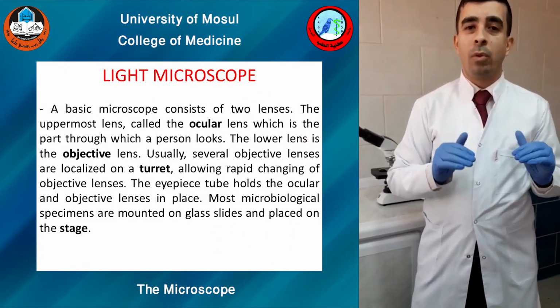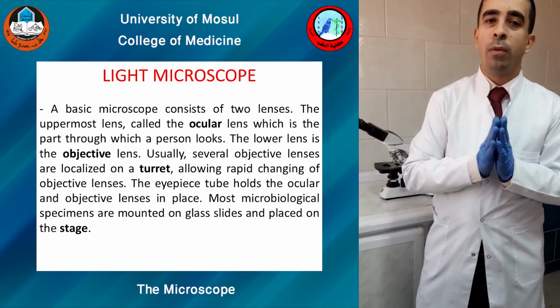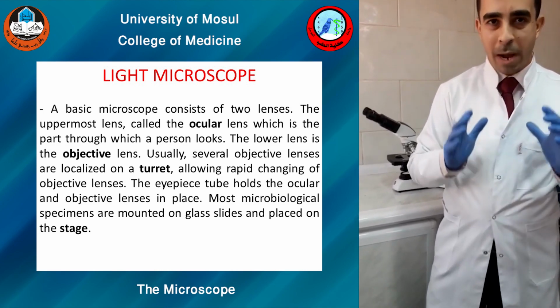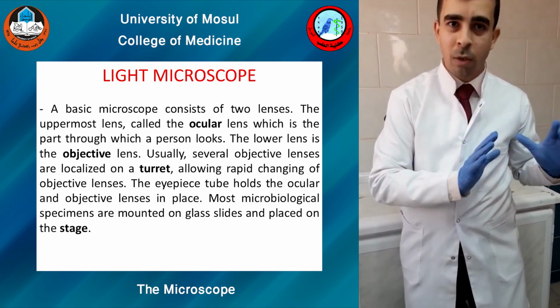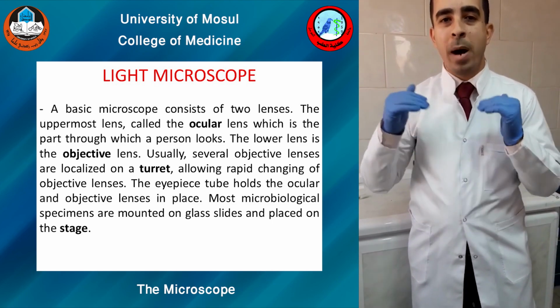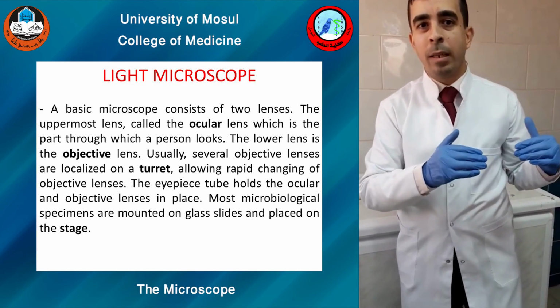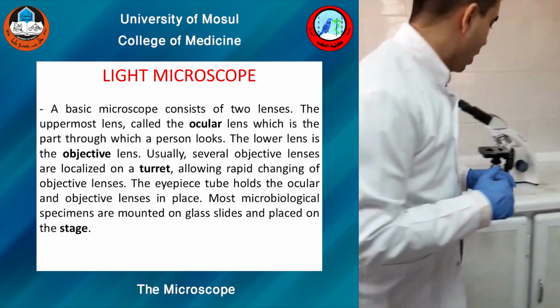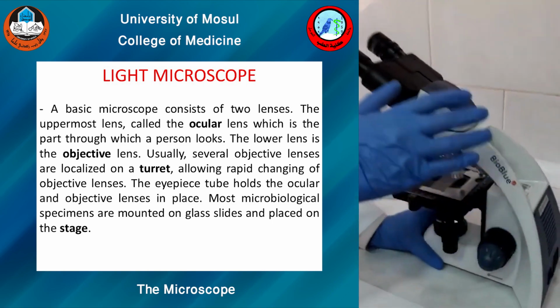Now we will pass to our lab today. And as I said, first of all, we will start with the microscope. Our department is microbiology. So we are dealing with microorganisms, and in order to see these microorganisms, we have to use a microscope. And this is a basic light microscope.